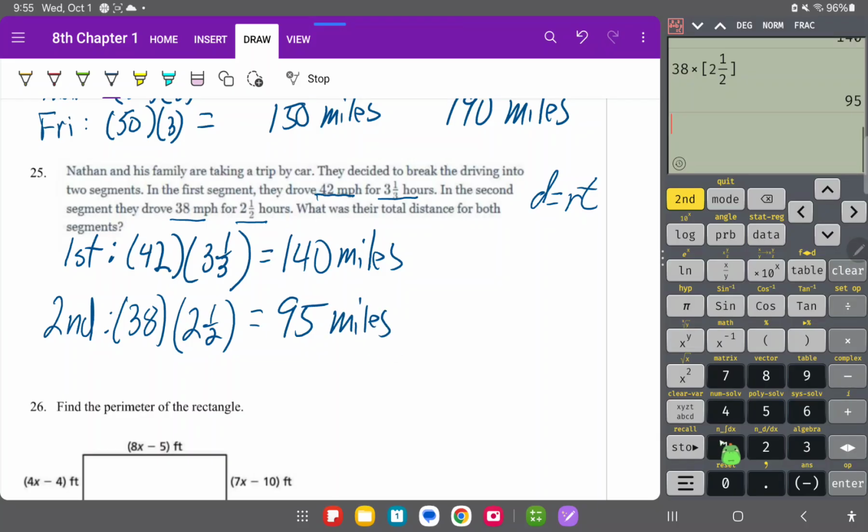We're going to add those together. 140 plus 95. And that equals a total distance of 235 miles.